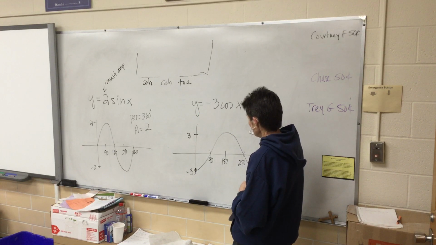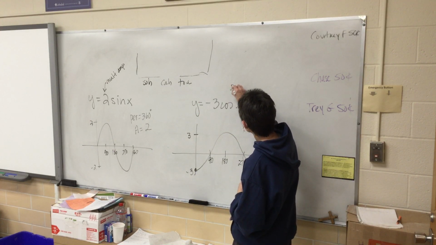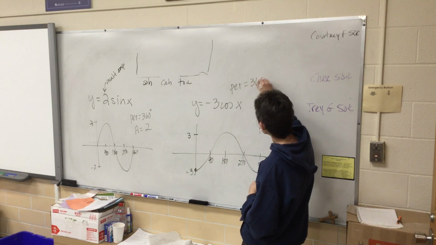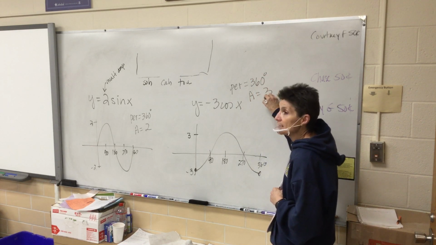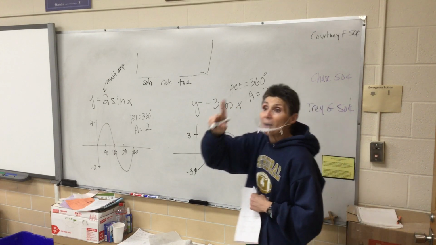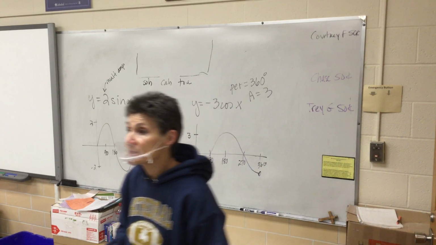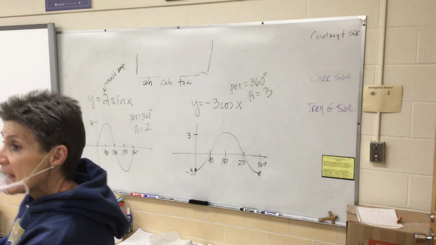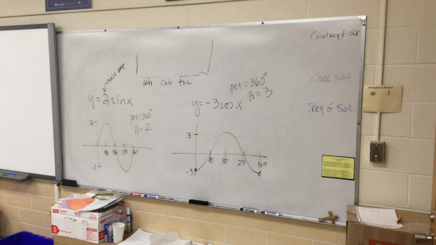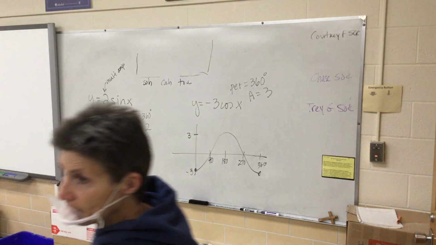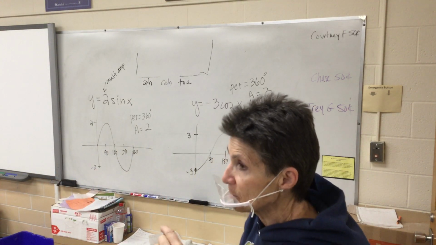So period is 360. We haven't changed that. But our amplitude is 3. Amplitude is height. So the negative is there, and it's important, but we wouldn't say the height is negative. The negative flips this over. So amplitude and period will always be positive numbers.